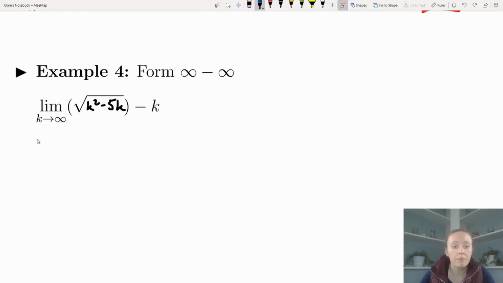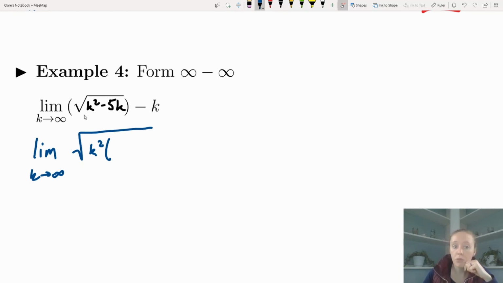So what I'm going to do is rewrite this limit, and the part I'm going to rewrite is what's underneath this radical. So k squared minus 5k, I want to be able to pull out something from within there. So I'm going to pull out a k squared from each of those terms. Pulling out a k squared from the first term will leave me with 1. And if I pull out a k squared from this term, I don't quite have k squared, so that's going to leave me with 5 over k. And then I'm still going to be subtracting k.